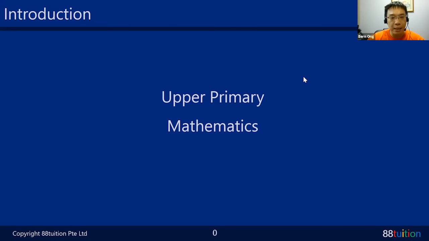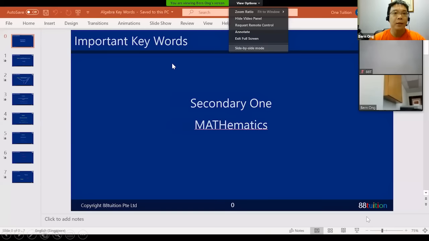Okay, so what is happening is you are looking at this page now. It's an introduction for the upper primary mathematics. I need you to do something for me first. The next thing you need to help me do is to go on to the, let me click. Okay, here. This is an example, like for secondary one.